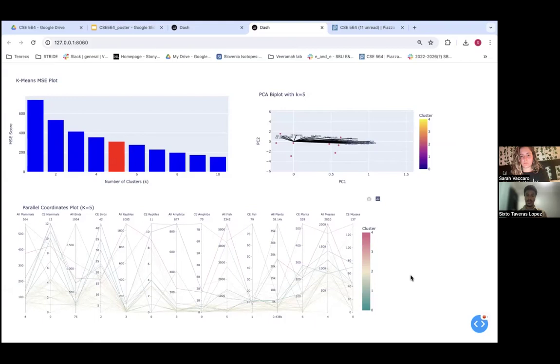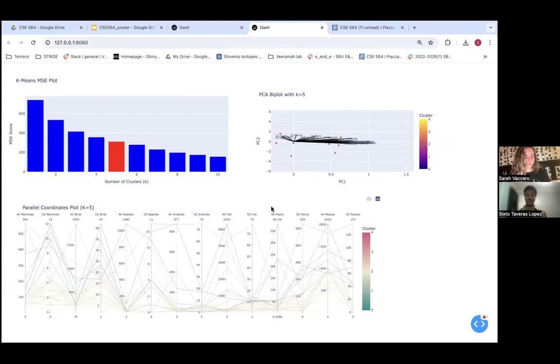And clustering on the parallel coordinates plot shows a large group of countries with a relatively low number of birds, reptiles, and amphibians. So this could indicate that more conservation efforts are required in many countries in this data set for those specific animal groups.